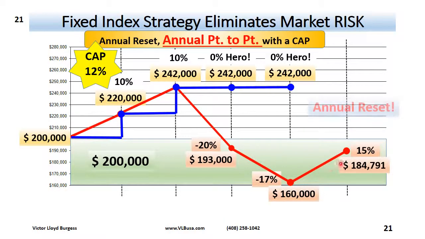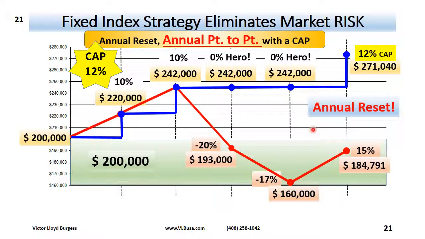Now, the next year, the market got that 15% return, and the people in the market were up to 184,000. We had an annual reset. It happens every year. We reset the beginning for each year by the end of the previous year. So we're starting up here again. Now that 15% return, we apply our strategy with a 12% cap. We've hit our cap at 12%. We don't get to 15, but we didn't have to make up our losses. So we have 271,000 versus 184,000.